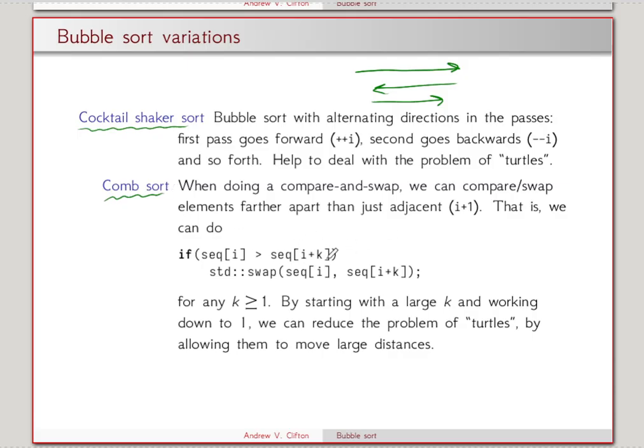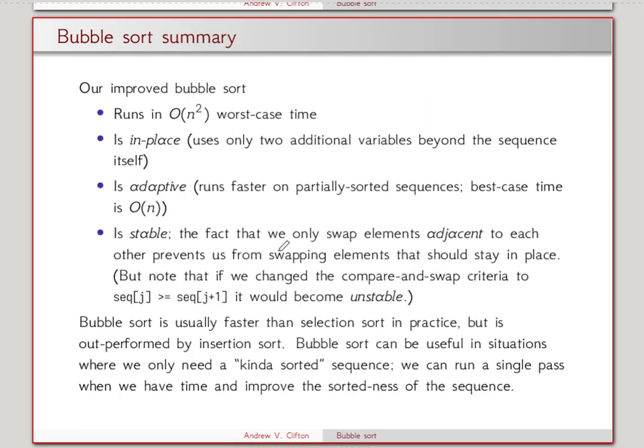This is why I mentioned that the compare and swap will work with any k that is greater than or equal to 1. In a comb sort, you start by doing compare and swaps with things that are really far apart, and then move the k closer and closer to 1. That way, you start out moving turtles long distances and then move down to the point where they're moving shorter and shorter distances. So those are a couple of variations that you can build on a bubble sort.